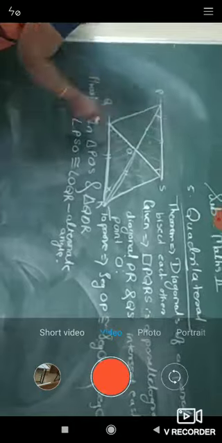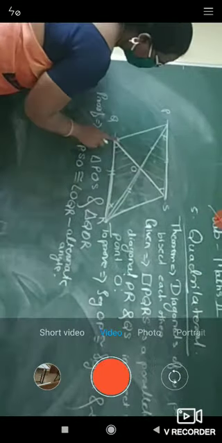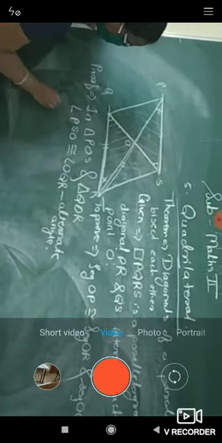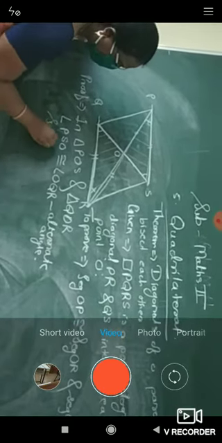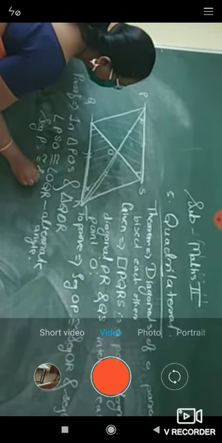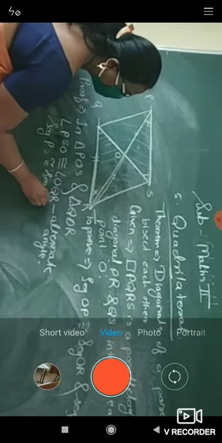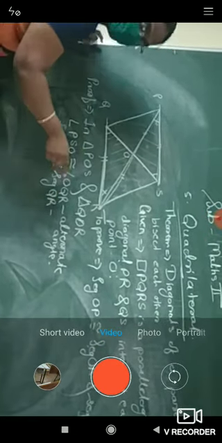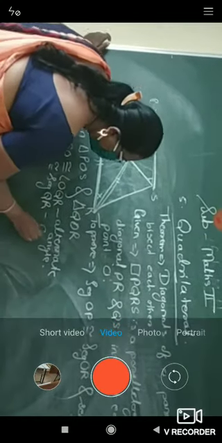So first of all, this I wrote as angle. Then PS is congruent to QR. Reason: opposite sides of a parallelogram.